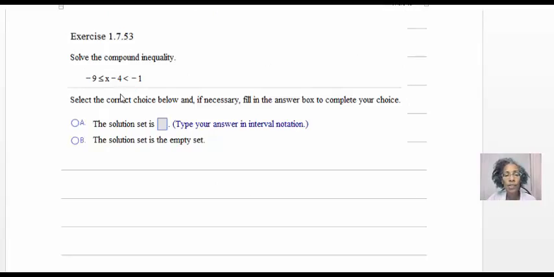Here's a compound inequality that we want to solve. We see that this problem is asking us to give our answer in interval notation. I'm also going to provide a graph for the solution, even though that's not asked for. So let's take a look. Our goal on this type of compound inequality is to isolate x in the middle of the inequality.